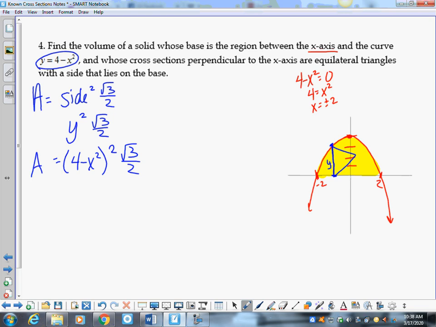But I know that I'm about to integrate this, so I'm going to fluff this out a little bit. I'm going to leave my root 3 over 4 out, because when I integrate, I'm just going to pop it out front of the integral.